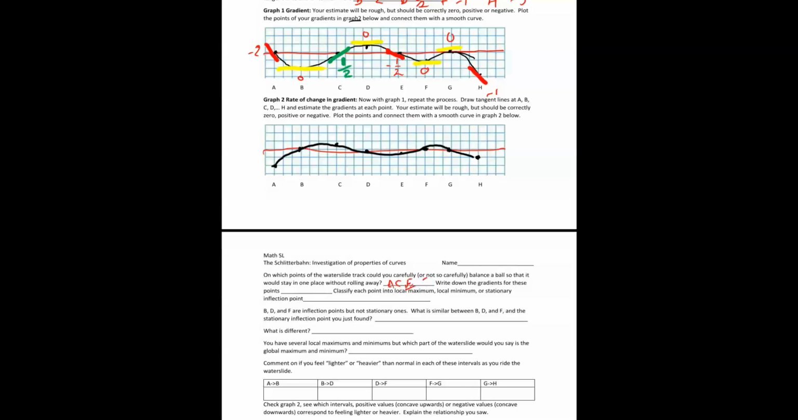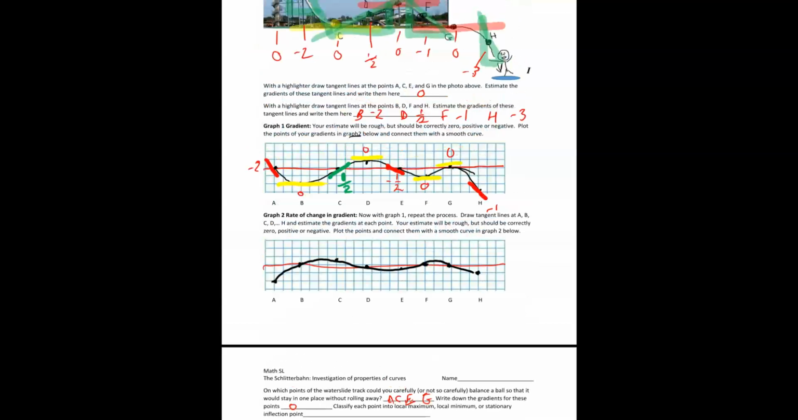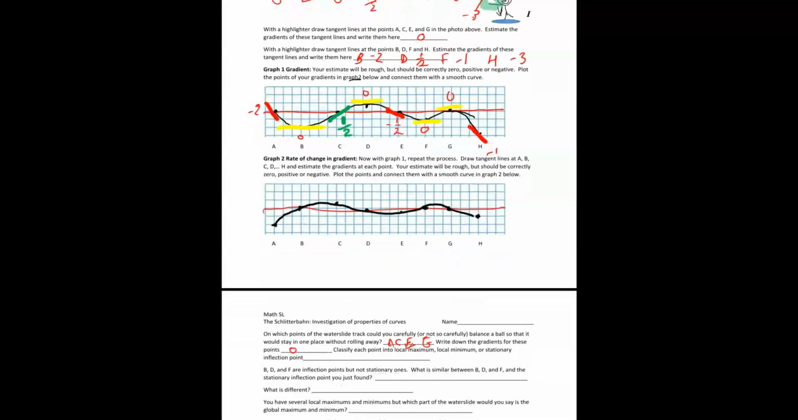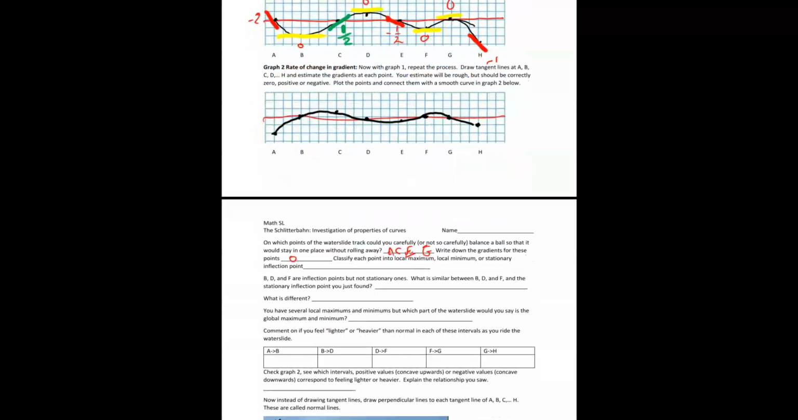Oops, that's very messy. Write down the gradients for these points. It's 0. We already talked about that before, but it's just a different way of looking at it. The points which have gradient 0 on a curve are places where they're momentarily horizontal. Okay? At the tops of these hills and at the bottoms of the valleys, that's where they have slope 0. Classify each point into a local minimum, local maximum, or stationary inflection point.